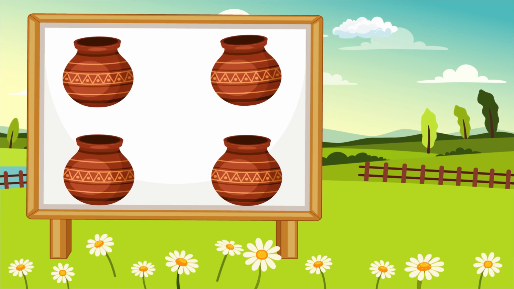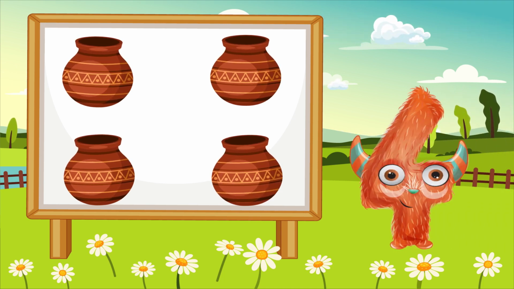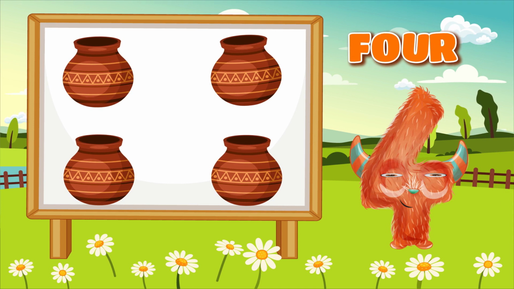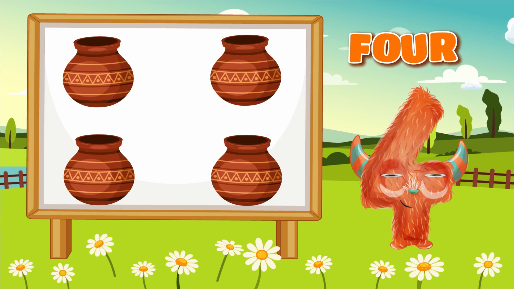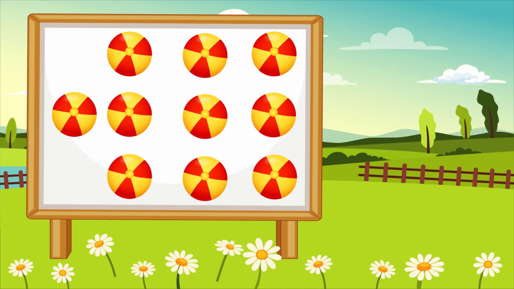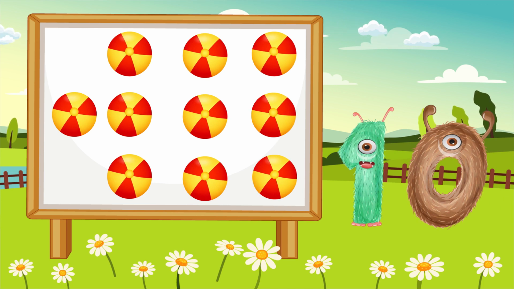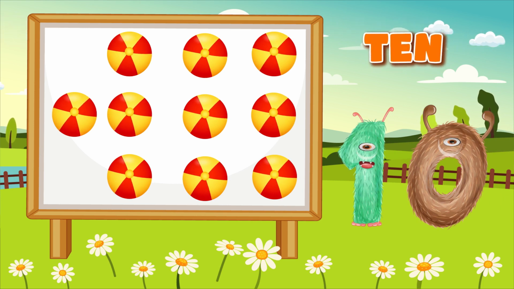How many objects are here? 4. 4 objects. Yay! How many objects are here? 10. 10 objects.